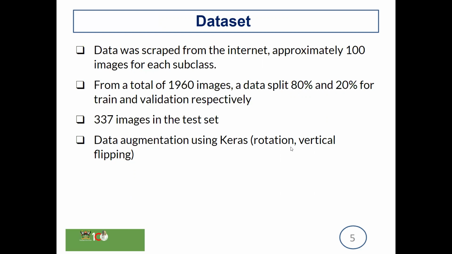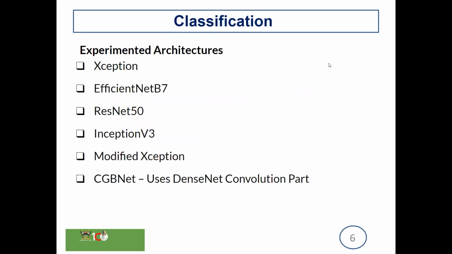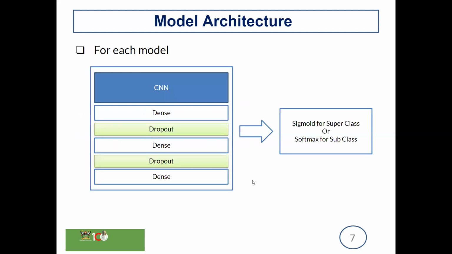for these specific augmentations. For classification, they explored a number of architectures, predominantly state-of-the-art architectures that have been proposed over the years. So we see Xception, EfficientNet B7, ResNet 50, Inception V3. And additionally, they came up with a modified Xception model, and they also came up with their base model that they called CGBNet, which uses DenseNet for its convolution part.